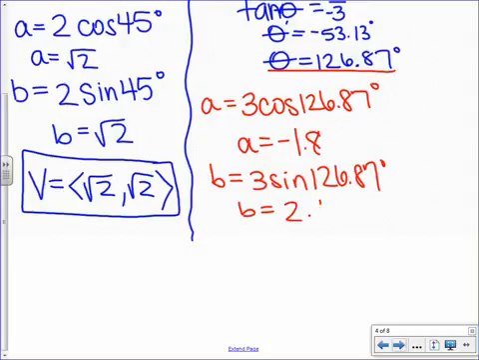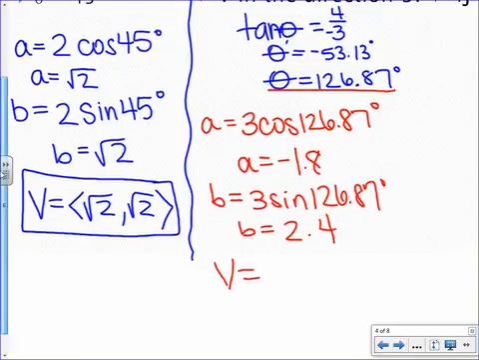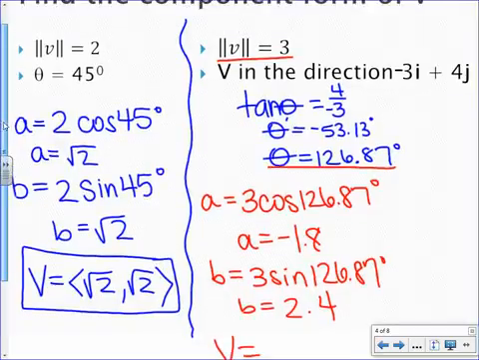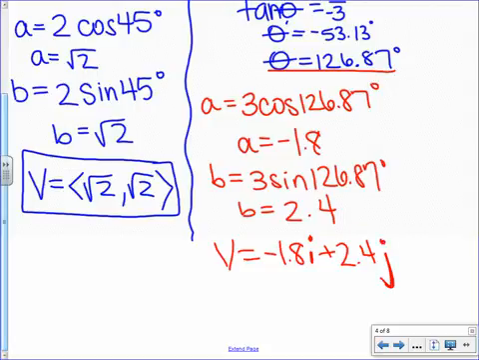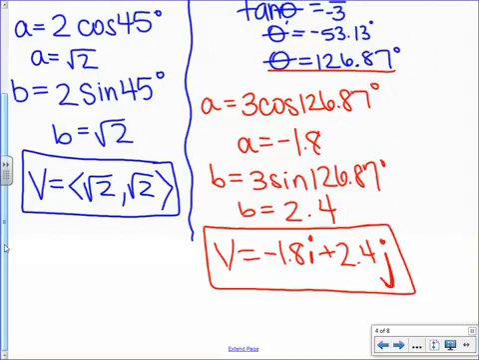So our vector v, since we had that linear combination form in our problem, I'm going to write our answer as negative 1.8i plus 2.4j. That is in the same direction as negative 3, 4, but has a magnitude of 3.